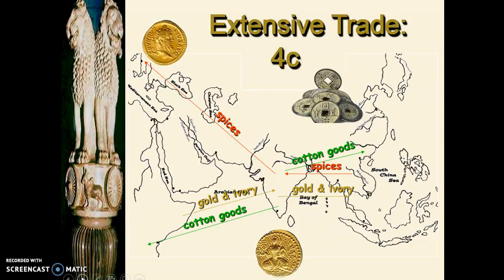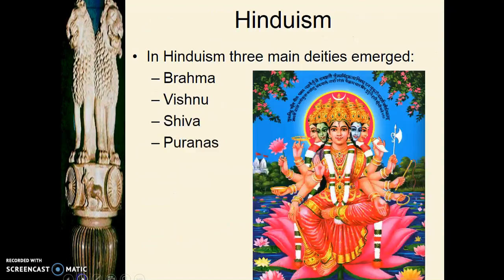You can put down that they received gold and ivory to trade with other parts of Asia. They also received spices to trade with Europe, and cotton goods to trade with Asia and Africa. Also, horses came into India, and rice and wheat went out. Silk came into India as well.